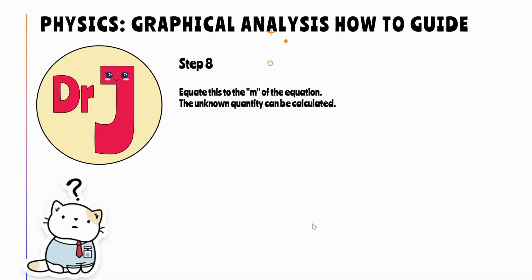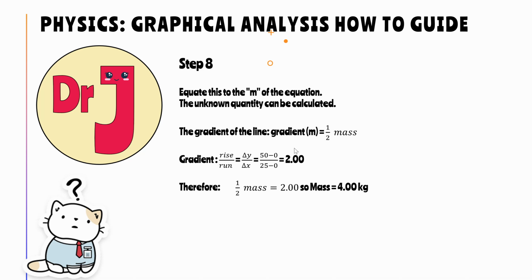Step 8, equate the gradient to the gradient within the equation so that you can calculate the unknown quantities. So the gradient corresponds to a half times the mass, which we've said the gradient is equal to 2. Half times the mass equals 2, therefore the mass is equal to 4 kilograms.